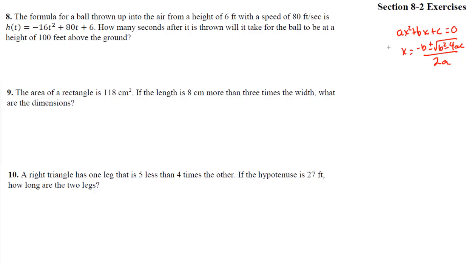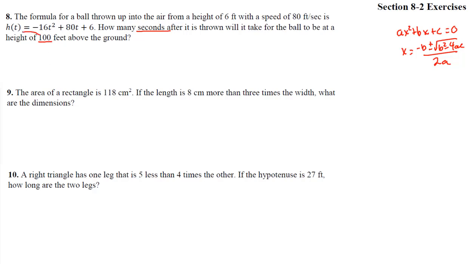Okay, number 8. The formula for a ball thrown up into the air from a height of 6 feet. Notice that 6 is actually the original starting, would be the y-intercept, and a speed of 80 feet per second. 80 feet per second is right there, positive, meaning it's going up. So this equation from physics is actually, this is gravity, this is its initial velocity, and that's its initial height. Great application. How many seconds? Means we're trying to solve for t, that's why we've got to use the quadratic formula. After it's thrown, will it take for the ball to be at a height of 100 feet above the ground?